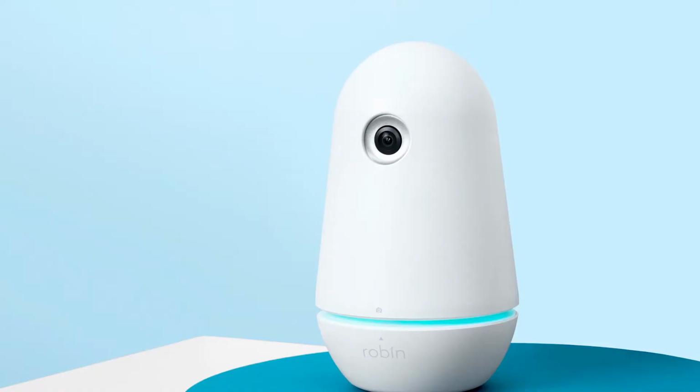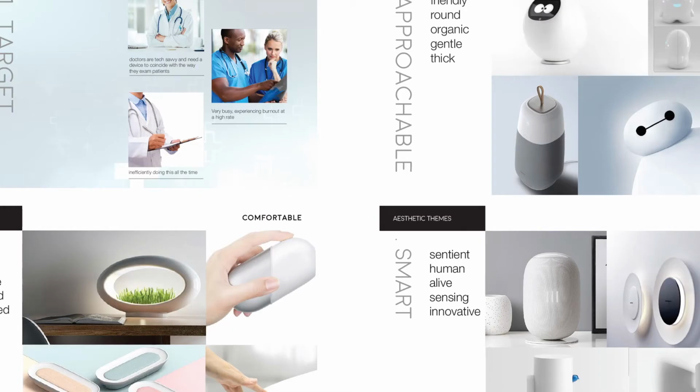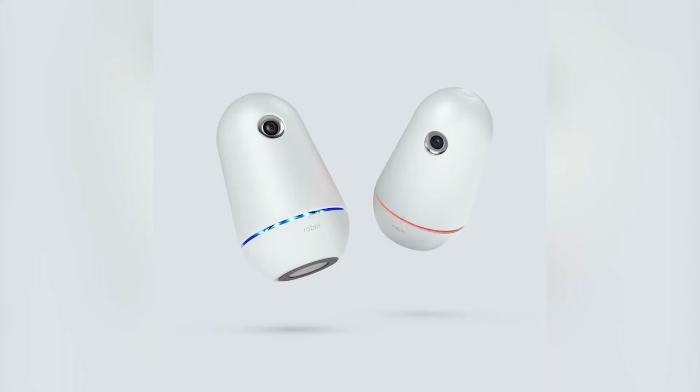So for instance, if we think about Robin Healthcare, we did this too. We looked at friendly robots like Baymax, or we looked at pillowy shapes, rounder shapes, nothing sharp, right? We wanted this to be approachable, gentle, and friendly, and very humanistic. That's an example of how we can apply visual language to the actual form itself.